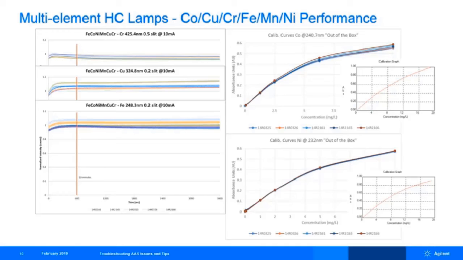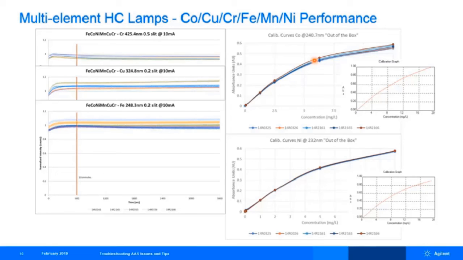Here is another proof of performance for multi-element lamps. In this case, we're looking at a number of elements from this multi-element lamp: cobalt, copper, chrome, iron, manganese, and nickel. Here on the left-hand side of the chart, we're showing these traces which show the short-term stability for each of the elements after an initial warm-up period of 10 minutes. And you can see that, sure, there's a little bit of stabilization occurring in the first few minutes of operation, but then the intensity output remains exceptionally stable for well over the 1 hour of operation that we're showing here on the slide.